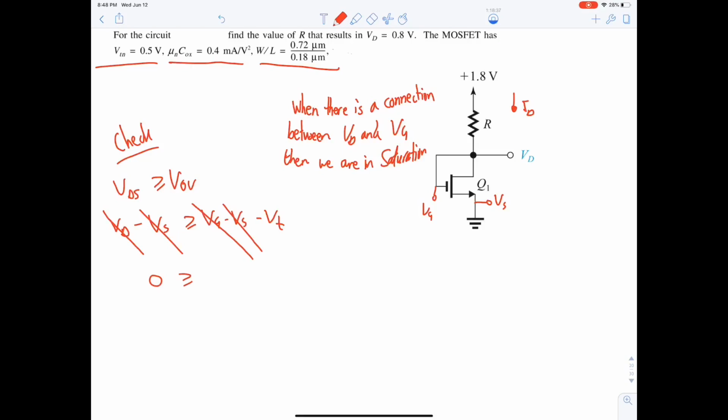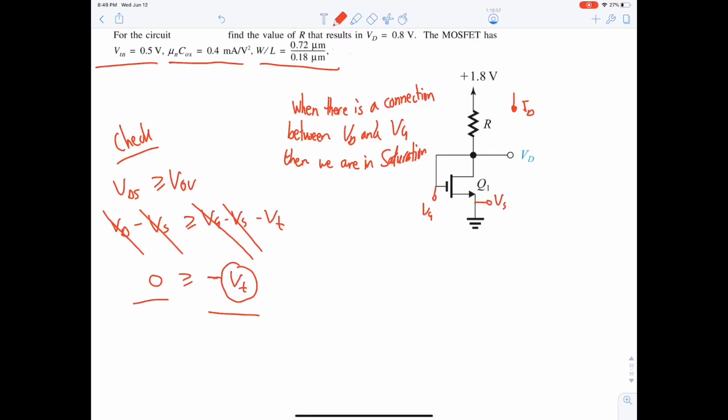Is 0 greater than or equal to minus VT? Now VT will always be positive because of NMOS. And here minus, it will be negative. Hence 0 is always bigger than negative. Therefore, it's always saturation. Same thing will apply for PMOS. Okay, because there it's less than.